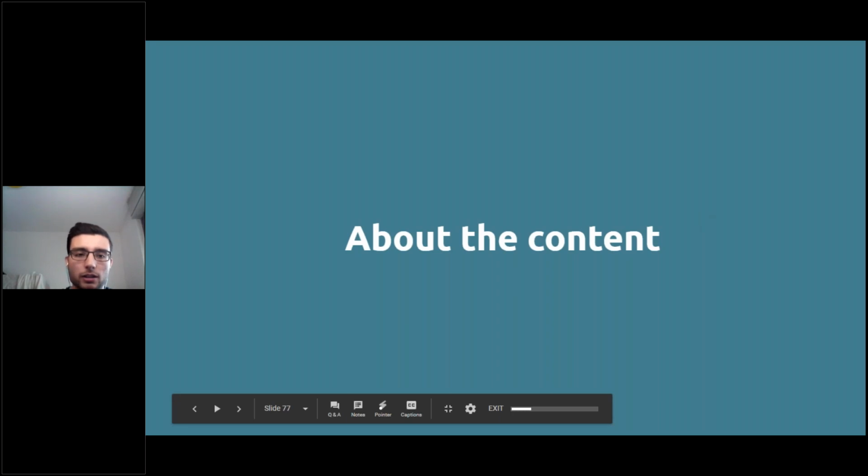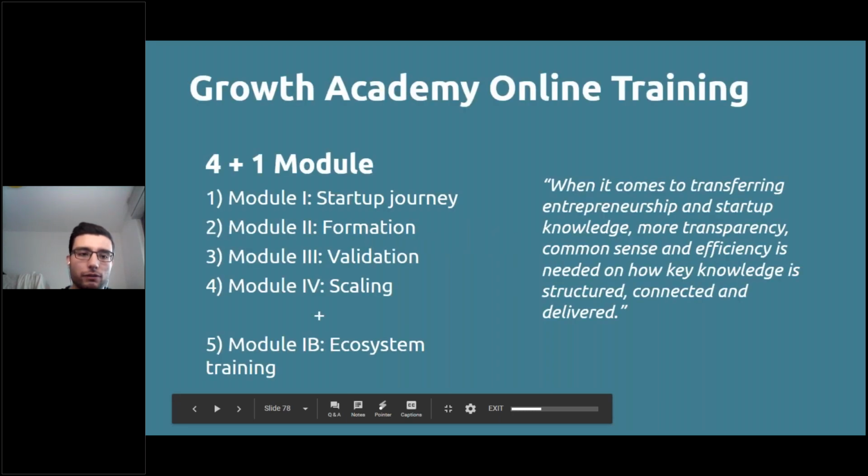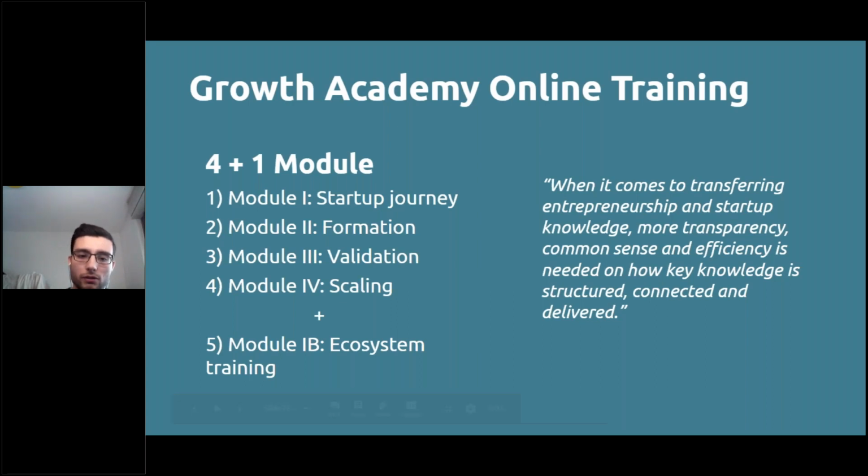It's divided in 4+1 modules. Basically, the first module covers the startup journey in general, so it gives you the overall perspective of the whole path that one entrepreneur is going to take. And then we have module 2 with the formation phase, and module 3 with the validation phase. So after you have an idea, you build a team, so formation phase, then you have the validation phase.